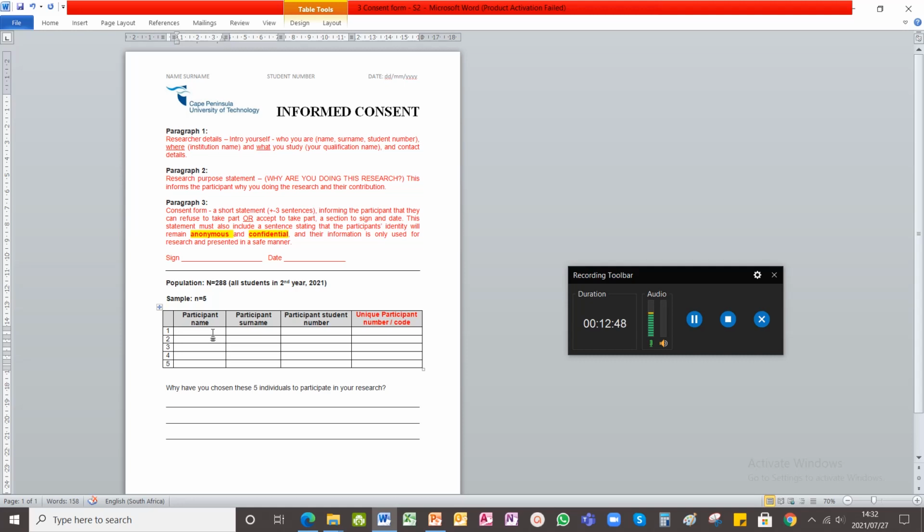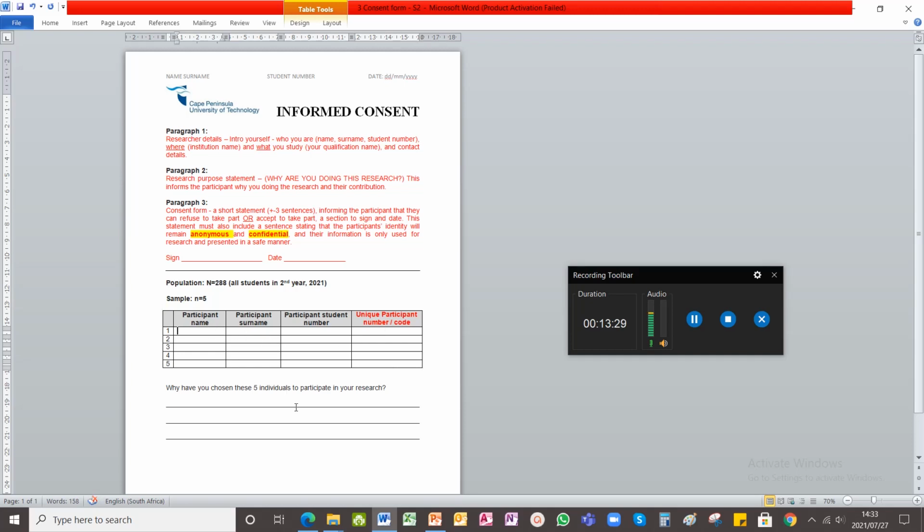So you have to choose 5 classmates, you insert their names over here, their surnames, their student numbers, and over here, because you are keeping them confidential and anonymous, you're not saying who they are. In your research, you have to provide a code. So you can say A1, A2, A3, A4, A5. Or you can say B1, B2. You can choose any participant code you like.